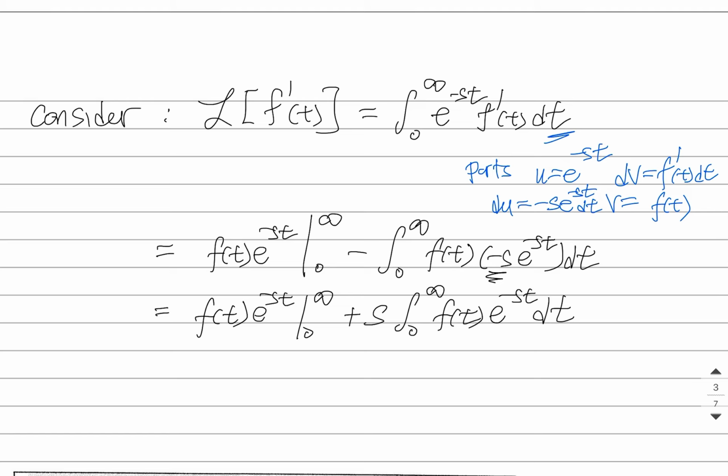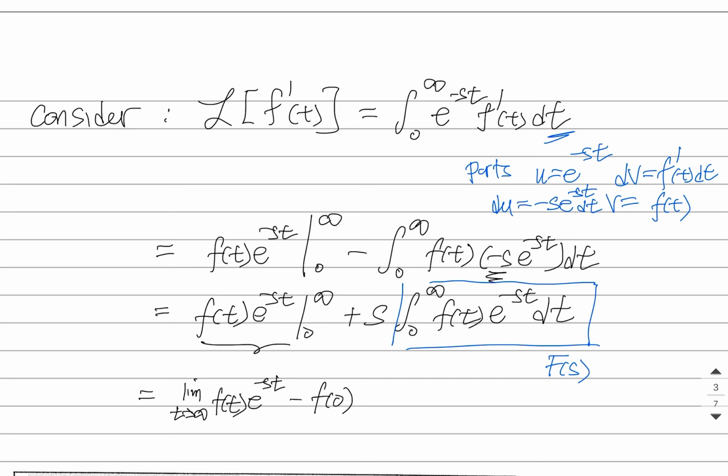Now, this thing right here, assuming that, again, all of these transforms exist, this thing right here is just by our definition the Laplace transform of the function f. So we'll call that capital F. Right. So in this particular case, we could think of this as, let's say, the limit as t goes to infinity of f of t e to the minus st, subtract f of 0.